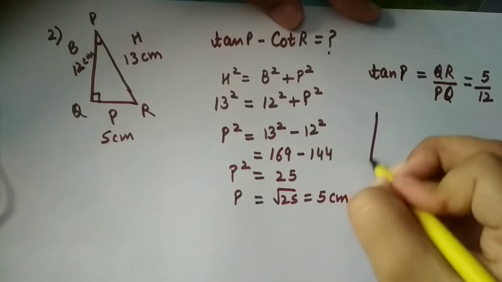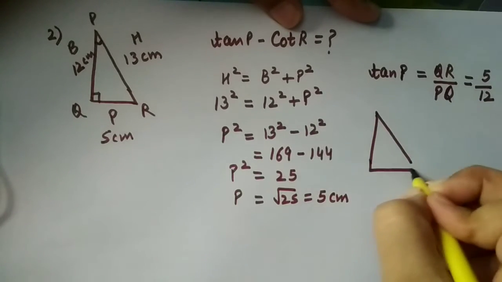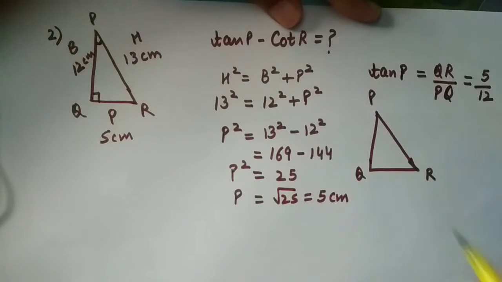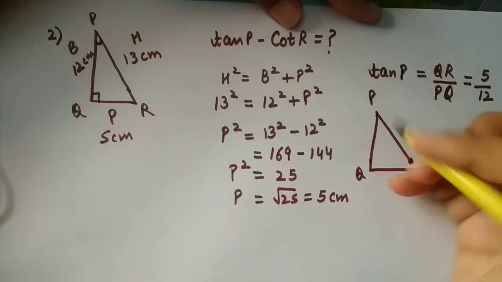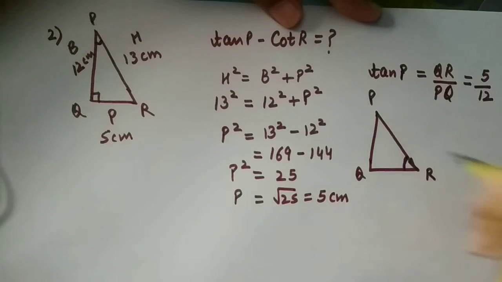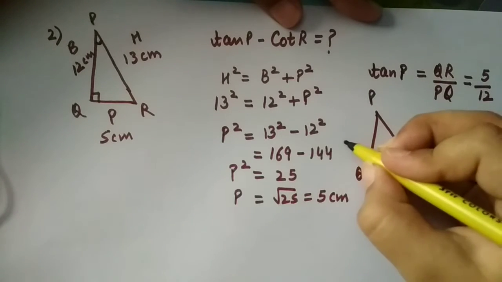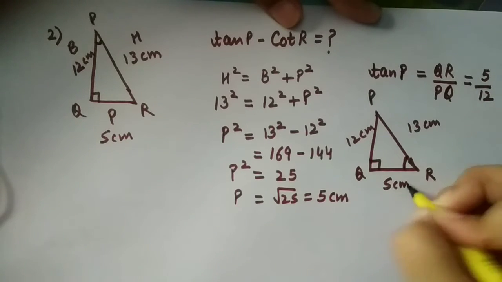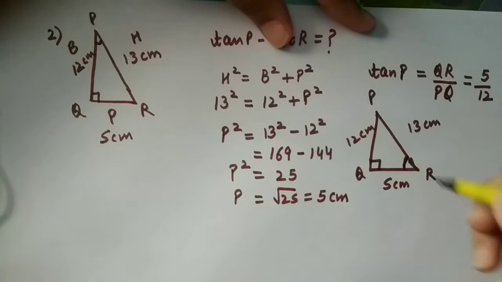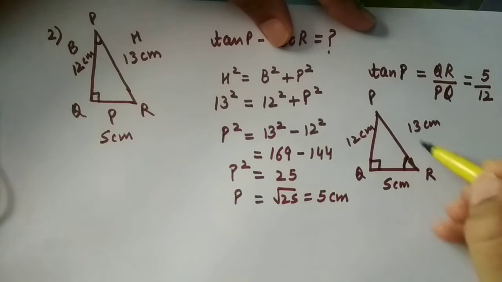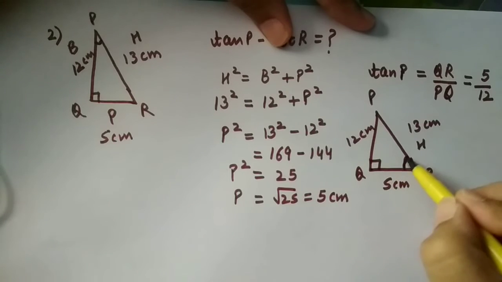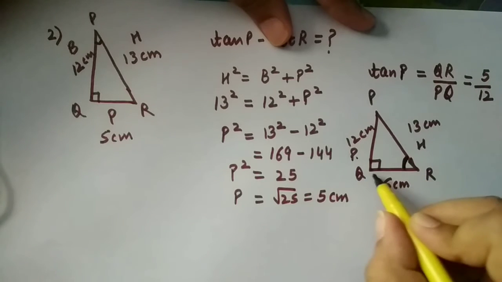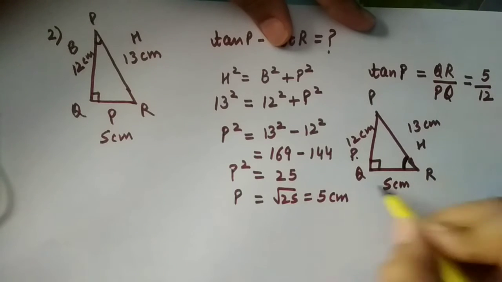For cot R, we need to construct the triangle again because now our theta is R, not P. The triangle is the same, we just have to change theta. So it is R, and this is 90 degree. This is 12 centimeter, this is 13 centimeter, and this is 5 centimeter. Now let's see what is the base, what is perpendicular, and what is hypotenuse. Our hypotenuse is PR. Perpendicular will be opposite to angle R, that is PQ, and the adjacent side to angle R is the base.